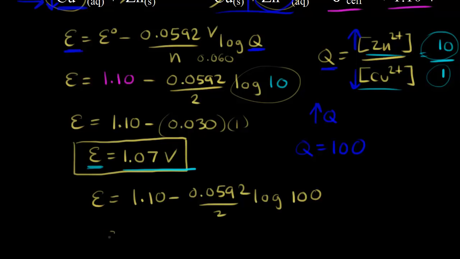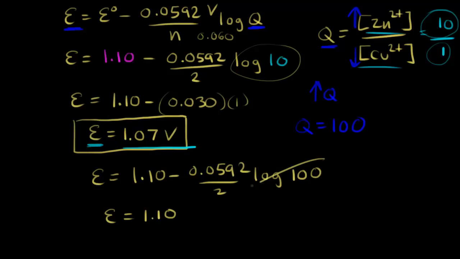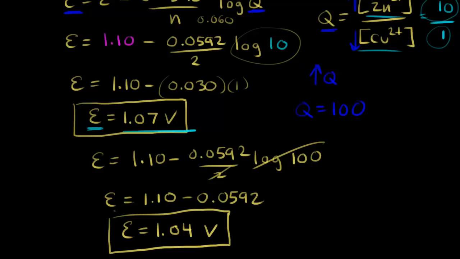So what is the cell potential? E is equal to 1.10. Log of 100 is equal to 2. That cancels out this 2 here. So we have 1 minus 0.0592. I'll just say that's equal to 0.060 just to make things easier. So 1.10 minus 0.060 is equal to 1.04. So the cell potential is equal to 1.04 volts.